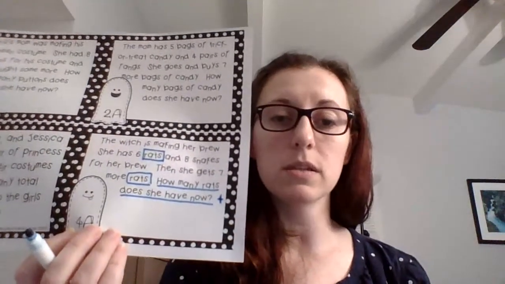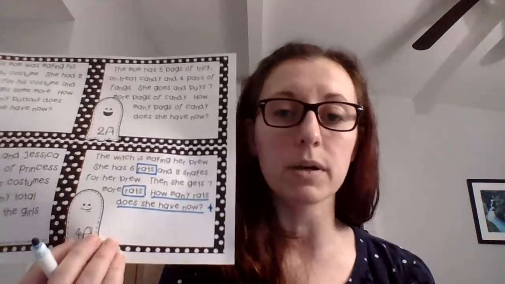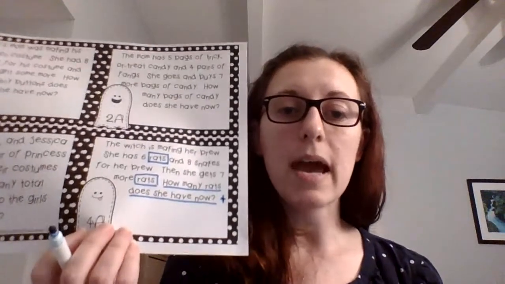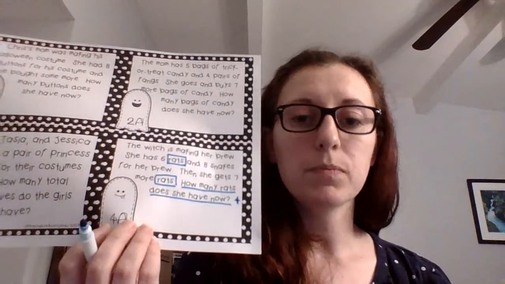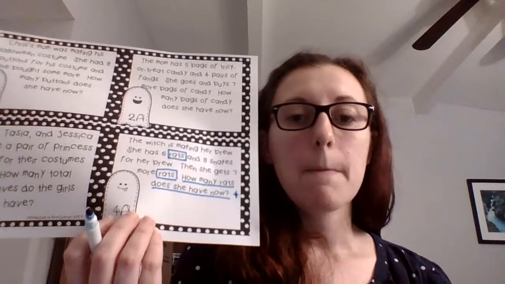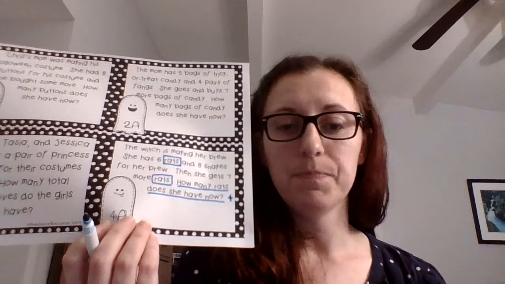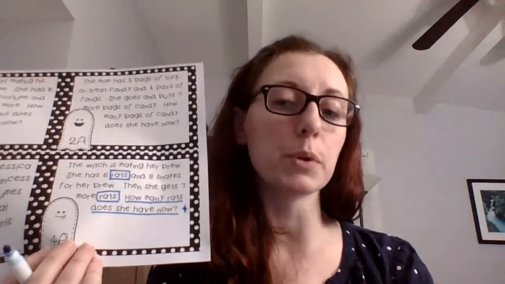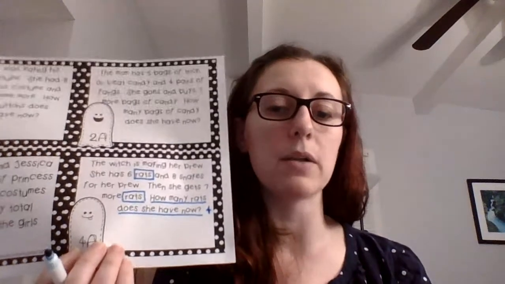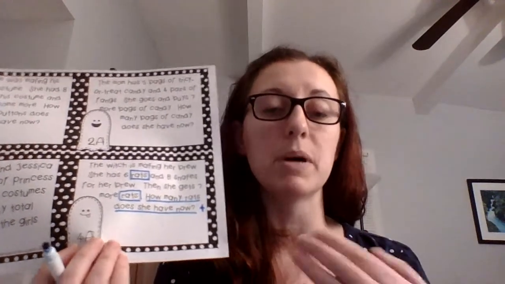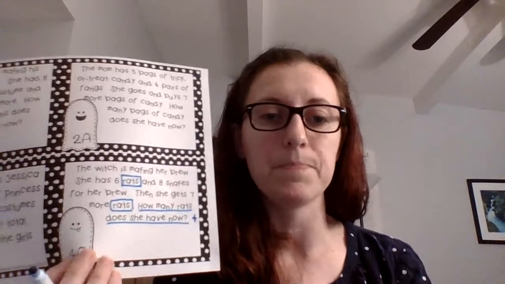So I'm looking for rats. So I'm going to put a box around everywhere I see rats, because where there's rats, the word rats is going to give me a number that I need to add. Now, the witch is making her brew. That's important information, but it's not part of the question. So the rats are for the brew. So I'm not going to put a box around the brew because it's not part of the question. But you do need to know that that's what the rats are for.